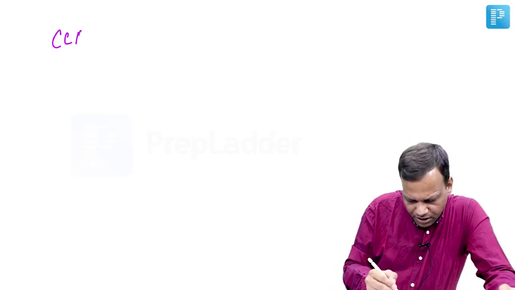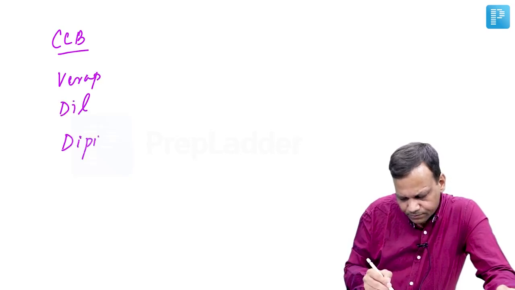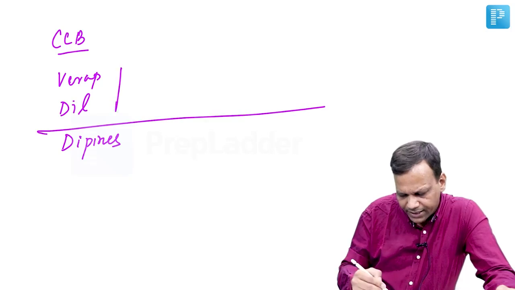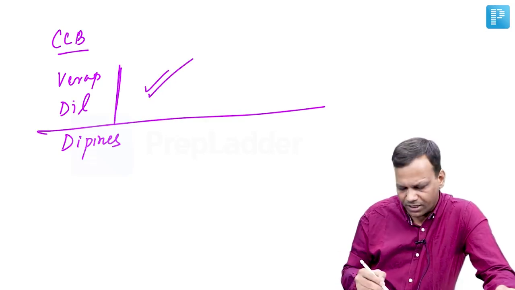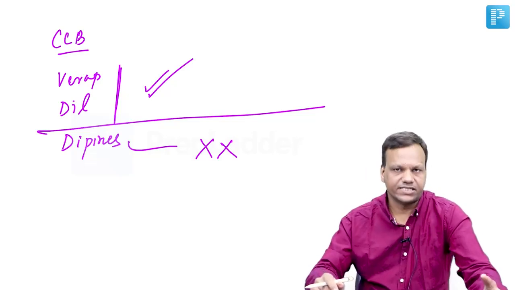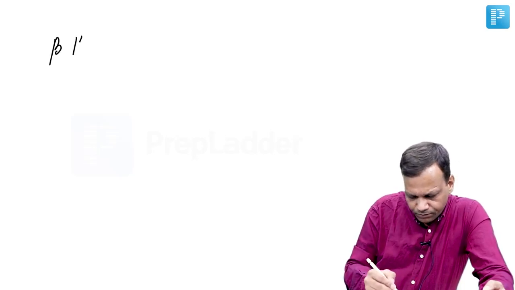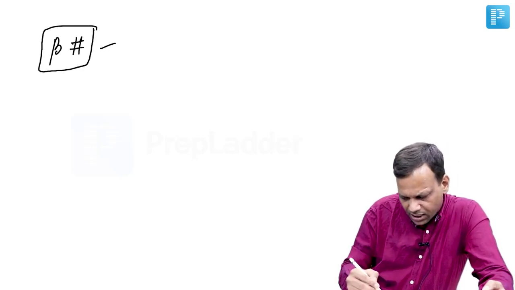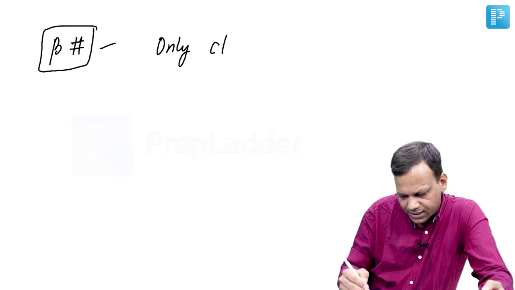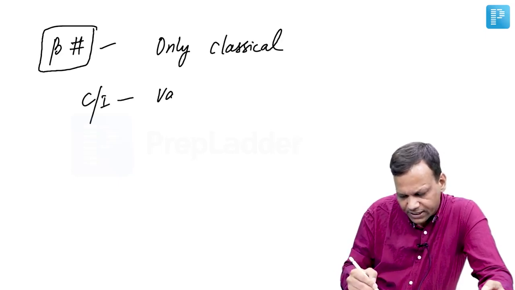Then moving to calcium channel blockers, we already discussed. We have 3 drugs: verapamil, diltiazem, and dipines. Among these, verapamil and diltiazem can be used in angina, but dipines are contraindicated because they cause tachycardia that can worsen angina. Third drug, beta blockers. What is special about beta blockers is they are used only for classical angina, but they are contraindicated in variant angina.